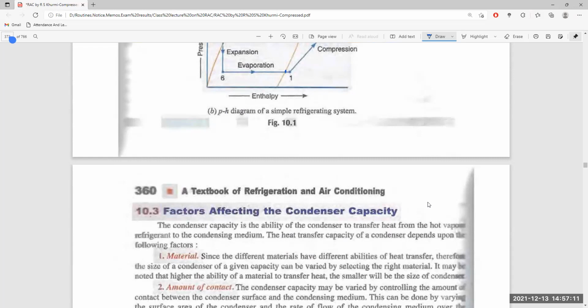So what will make the size of the condenser? The number of tubes which are carrying out or releasing heat from the condenser. So if the tubes have a higher heat transfer coefficient, they can release more and more heat.